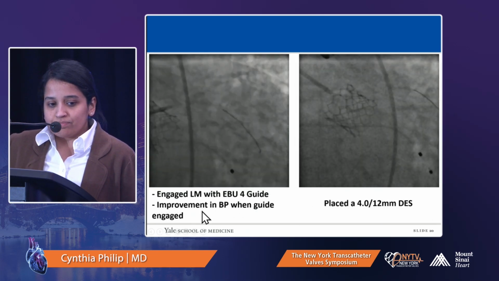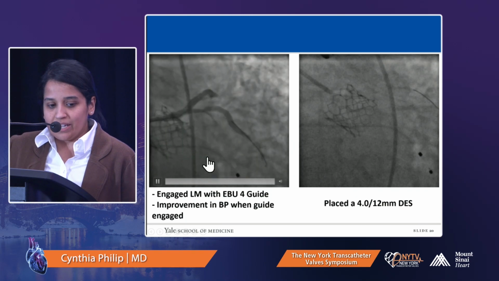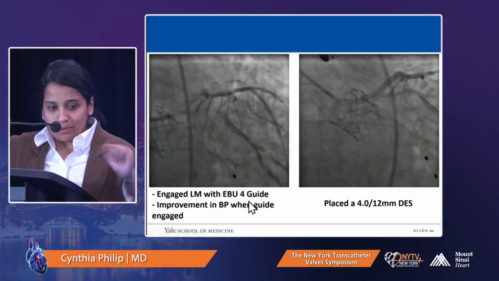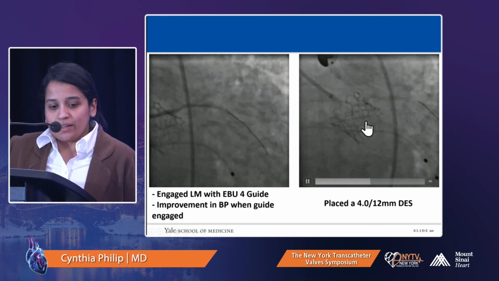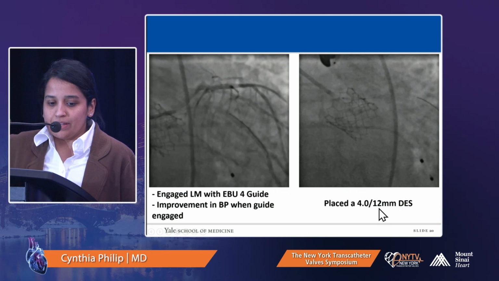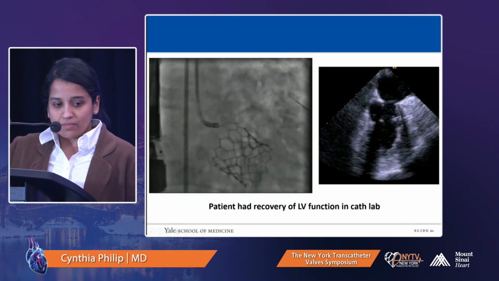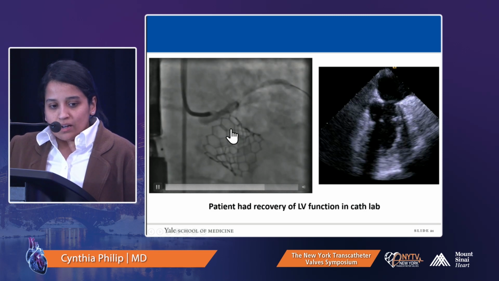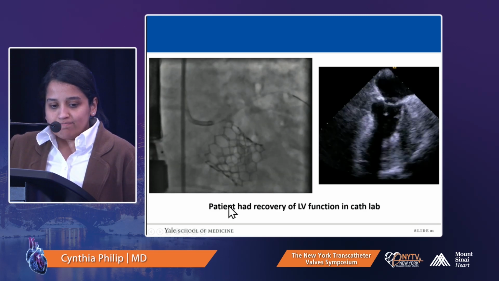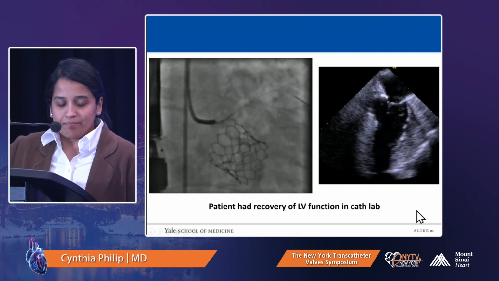So as soon as the guide was engaged, the blood pressure improved, probably because it pushed the leaflet out of the way. And then it was wired with a Pro Water, and then we placed a 4/12 drug-eluting stent. And you can see here in a more non-selective shot that the left main is patent. And on T, there is a recovery of LV function in the cath lab.